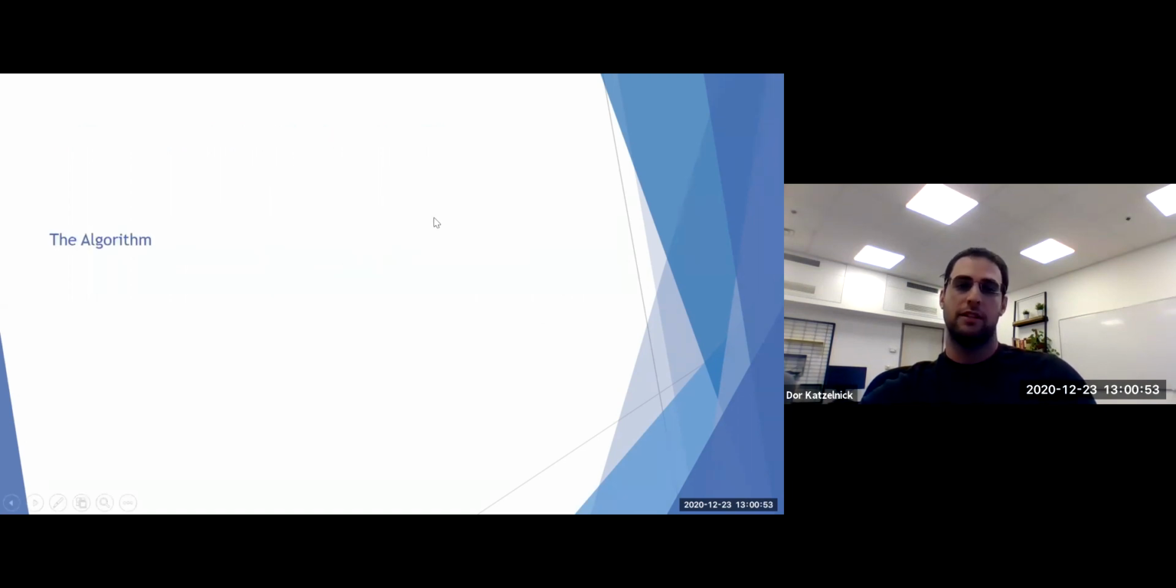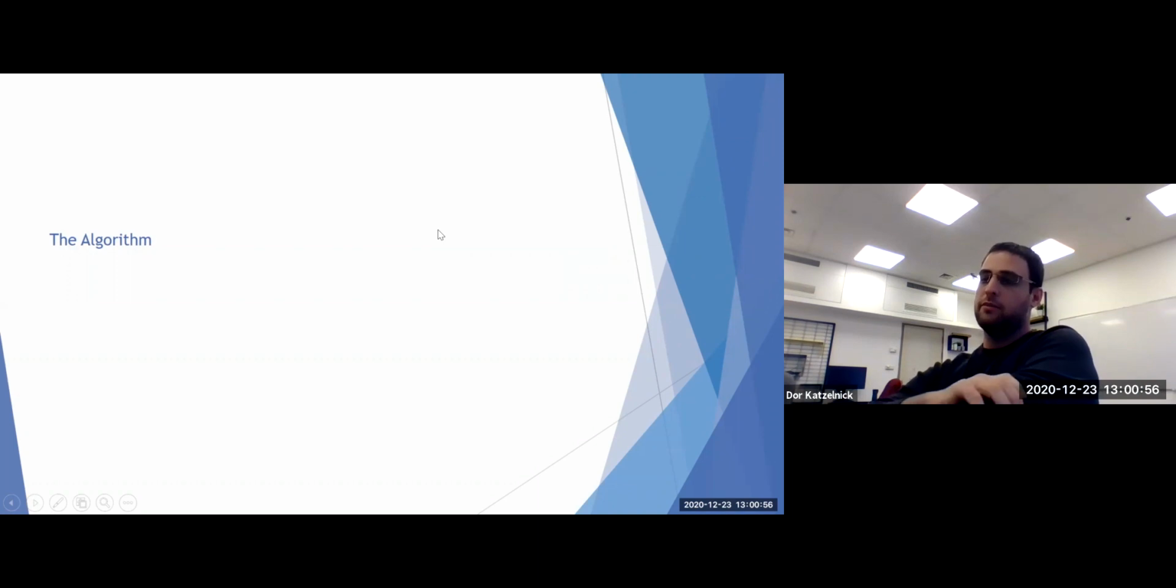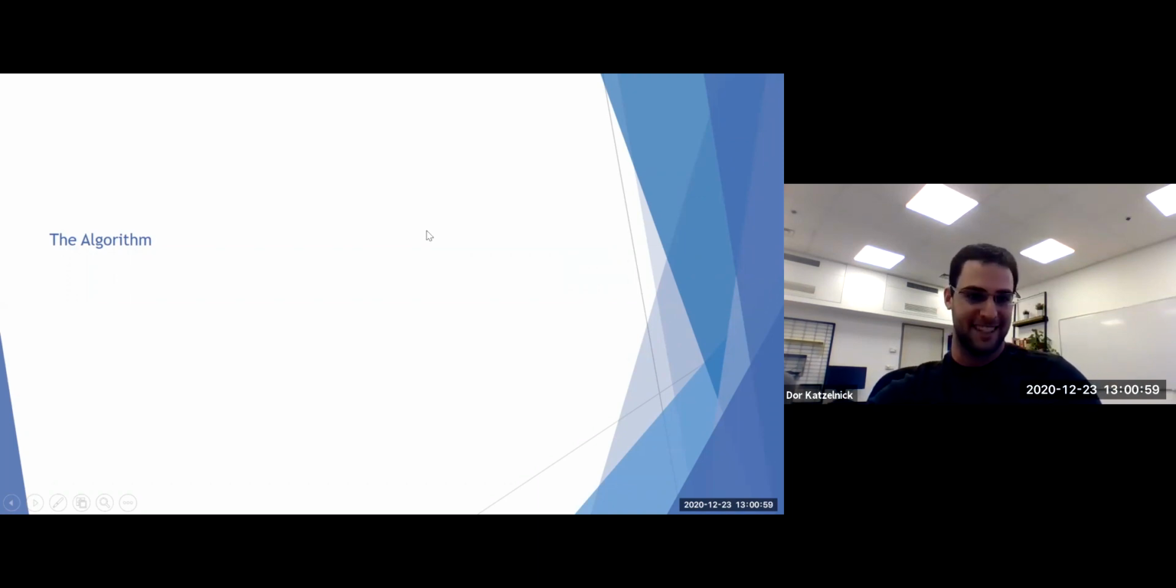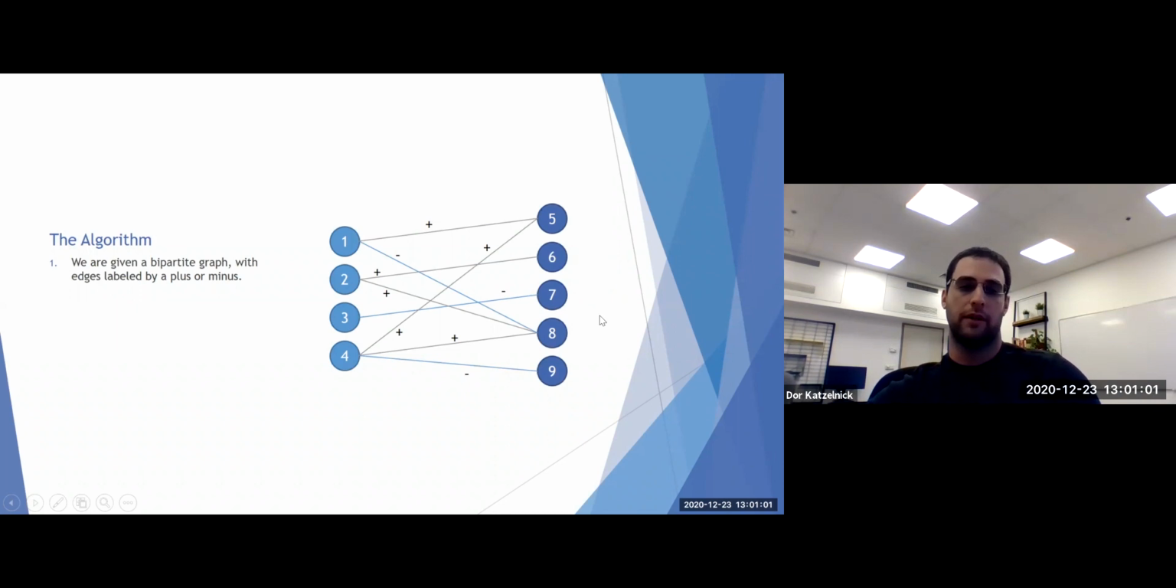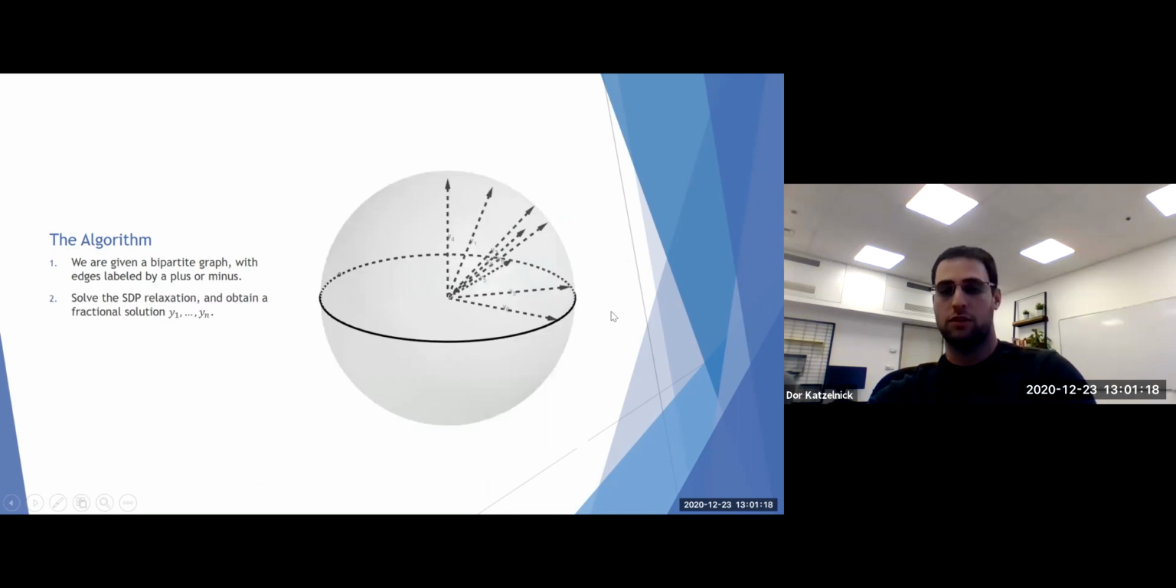Okay, so let's see the algorithm. The algorithm is going to be quite simple. So we start with the bipartite graph. You can see that we have two sides, and the edges either have a plus sign or a minus sign. And the first thing that we do is we solve this semi-definite relaxation. And we get a fractional solution, which is basically a set of vectors, y_1 to y_n. And they all lie on this high-dimensional unit sphere. And you can see that they are all in the same orthant.